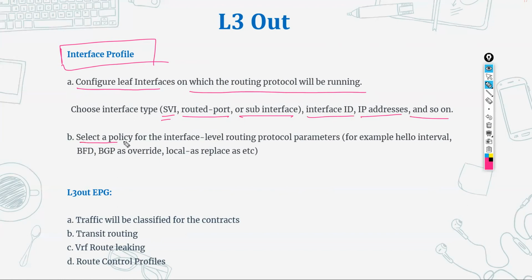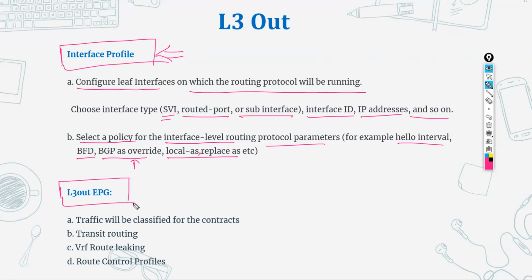Next, we can also define a policy, which are the interface level routing protocol parameter policies. For example, if you need to change some hello interval of the protocol, let's say BFD, or you can also set some parameters related to your protocols. Likewise, in BGP, you can set BGP AS override or local AS replace, etc. So we can set it using this option, interface profile.